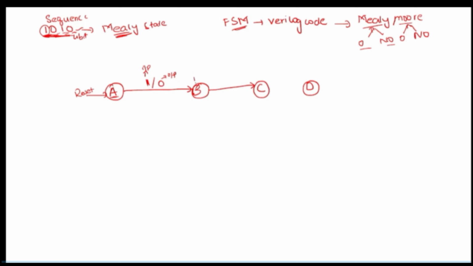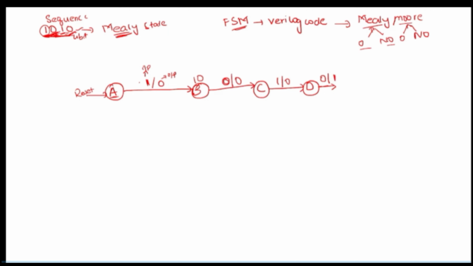Now what happens? B has received 1. Until B receives 0, it won't be going to C. So whenever B receives a 0 bit, then it will be going to C. Similarly, when C receives 1, it will be going to D. Just like that, when D receives 0, then the output will be activated. Clear? Okay, hope this is clear.